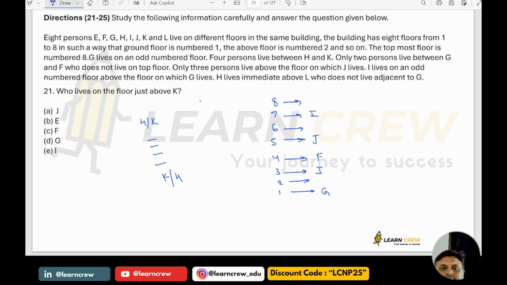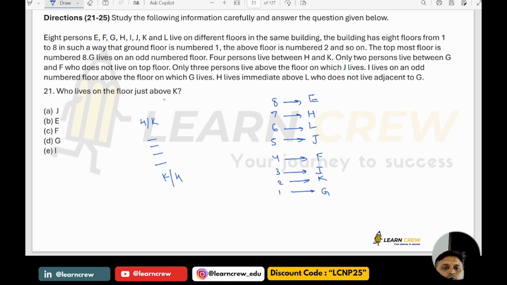So if you see here, please understand, one possibility is I being here. And 4 persons live between H and K. So if I take H here, 1, 2, 3, 4, here it should be K, because it is given that H lives immediately above L, who does not live adjacent to G. L does not live adjacent to G, so L has to be here, and finally the remaining person is E. The remaining person is E here. So this is the overall arrangement.